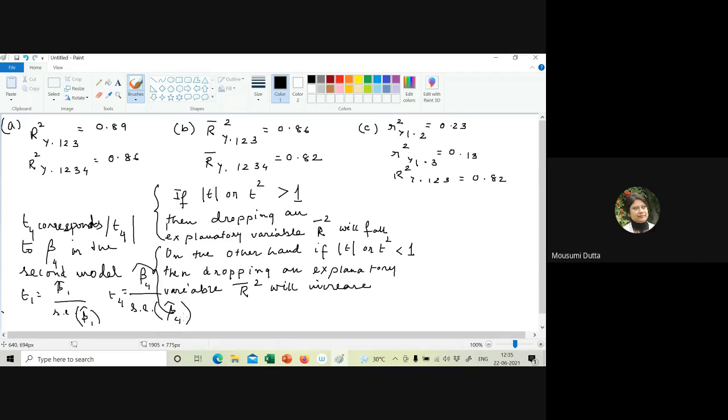Okay, fine. What do you not understand again? You understand that the earlier model has 3 explanatory variables. The model is yi equals beta naught plus beta 1 x1i plus beta 2 x2i plus beta 3 x3i plus ui. The next model has 4 explanatory variables: yi equals beta naught plus beta 1 x1i plus beta 2 x2i plus beta 3 x3i plus beta 4 x4i plus ui. The t statistic corresponding to that beta 4 is this. Okay, fine. Okay.